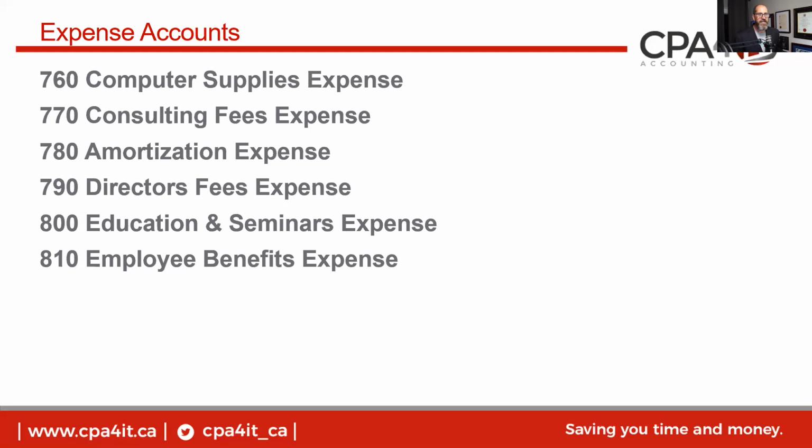Employee benefits. Now, this is most typically the CPP, the employer portion of the CPP, but it could be benefits programs that you do offer if you have employee benefits programs, which is rare for most of our clients. So for most of our clients, when you see employee benefits, it's just the employer portion of the CPP. And again, this is something that we will track for you.